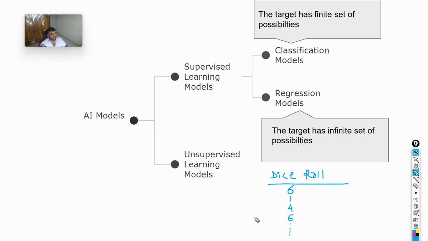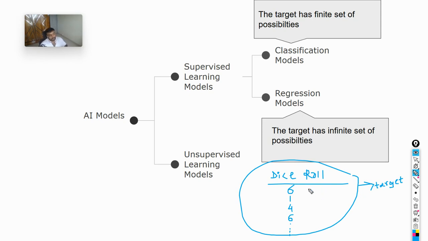So let's suppose I have this dice roll column. Let's say this column is my target column. So if dice roll column is my target column, then in this target column do we have finite set of possibilities or infinite set of possibilities? Well, you would say that in dice roll column I have only 6 possibilities, right? When I roll a dice, I can either get the value 1, 2, 3, 4, 5 or 6. Apart from these 6 possibilities, I don't have anything else, right? So in dice roll column I have finite set of possibilities, that means limited set of possibilities.